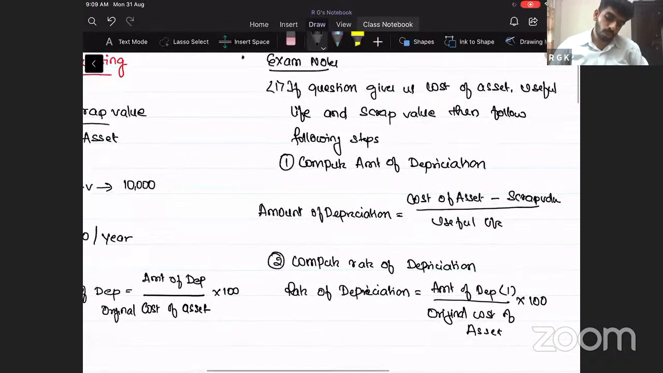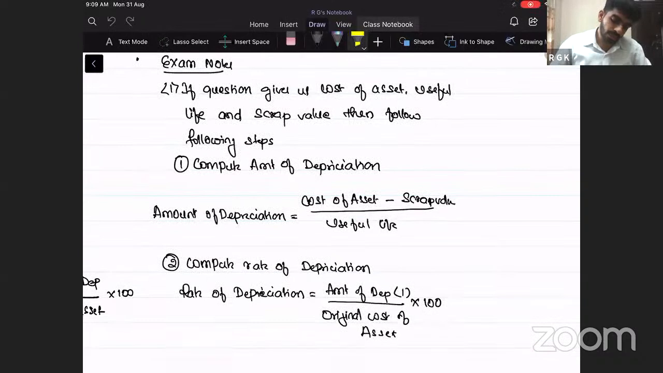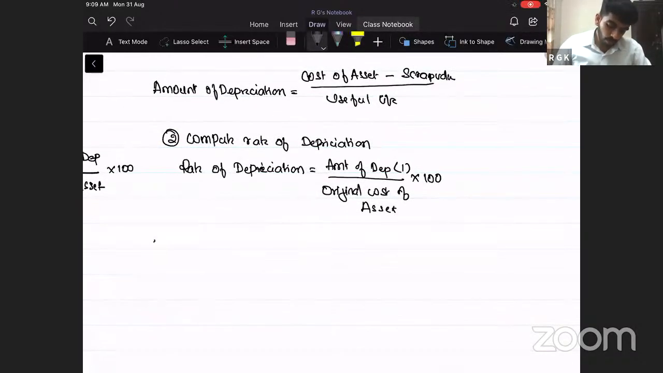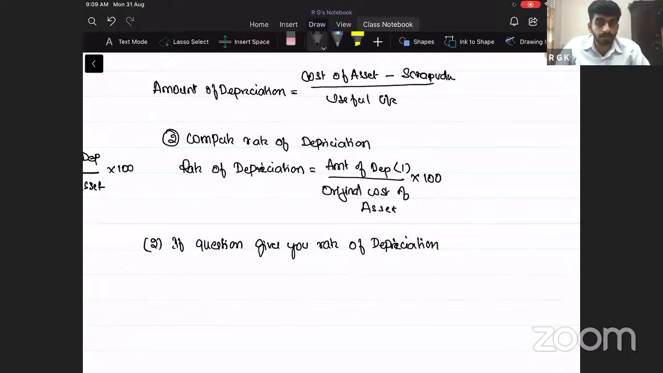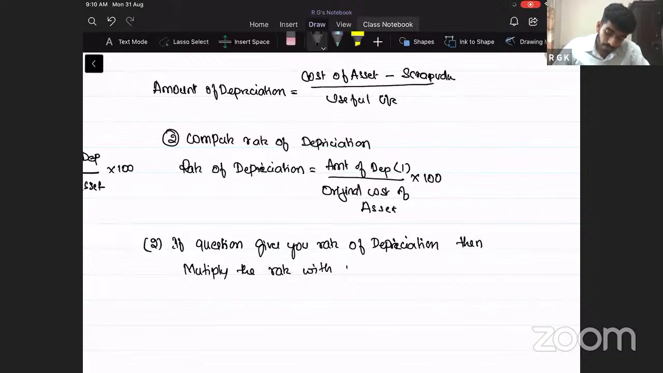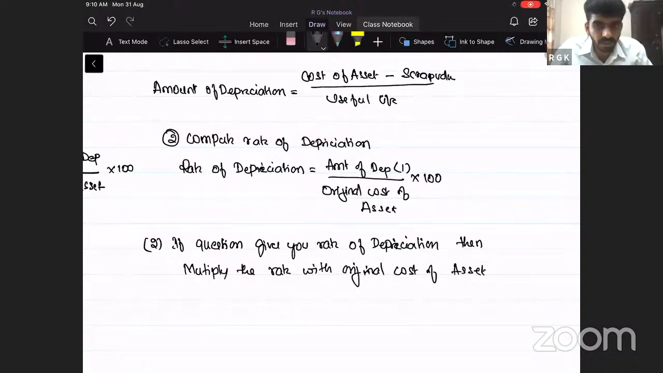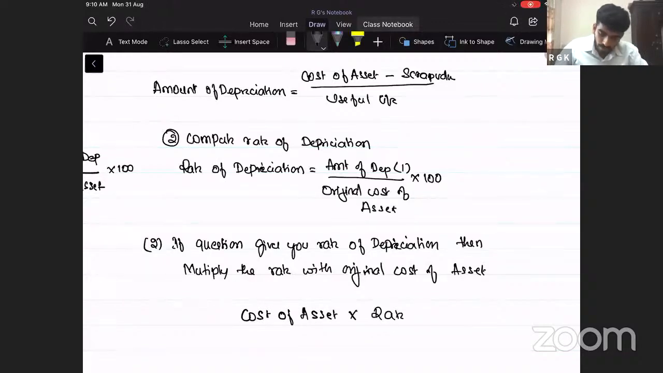This is when question gives you cost of asset and useful life. This is case number 1, scenario number 1. There can be another type of question where, point number 2, you write, if question gives you rate of depreciation, then multiply the rate with original cost of asset. So cost of asset multiplied by rate of depreciation.